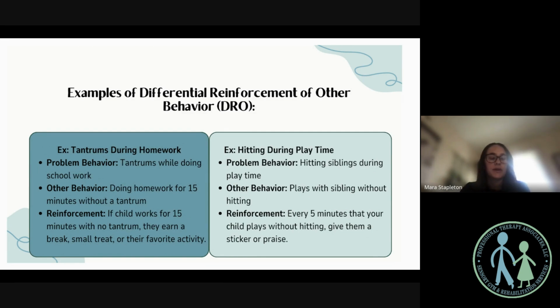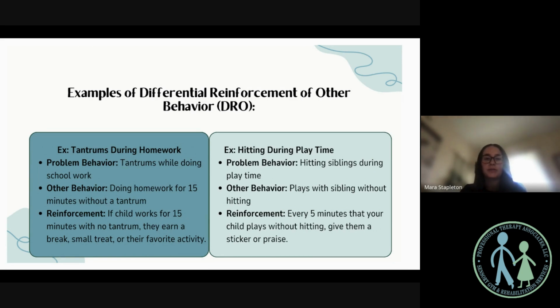Another example for DRO would be tantrums during homework. The problem behavior is tantrums while doing schoolwork. The other behavior is doing homework for 15 minutes without a tantrum. And the reinforcement would be if a child works for 15 minutes with no tantrum, they earn a break, small treat, or their favorite activity.